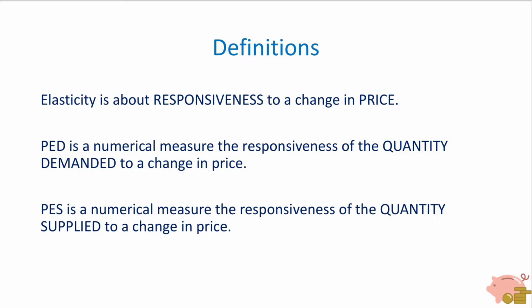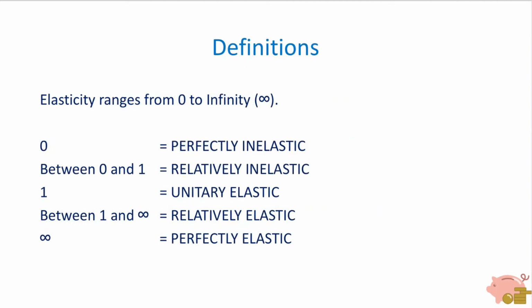Elasticity is all about responsiveness to a change in price. So what happens when the price changes? PED is the responsiveness of quantity demanded to a change in price, and PES is the measure of responsiveness of the quantity supplied to a change in price. And we give these things a number, so it's a numerical measure. The number that we give to elasticity ranges from 0 to infinity.